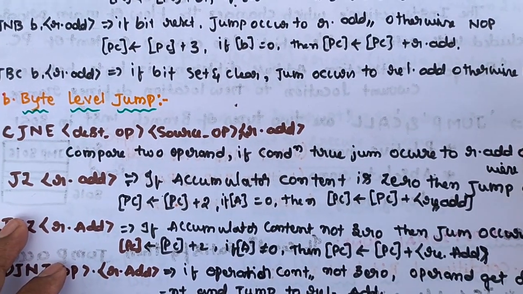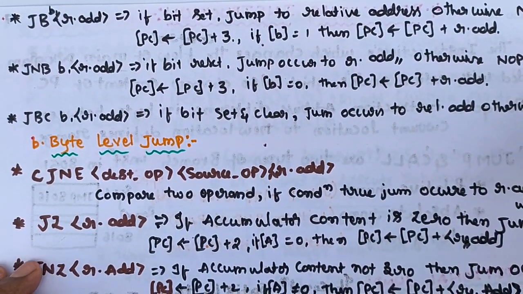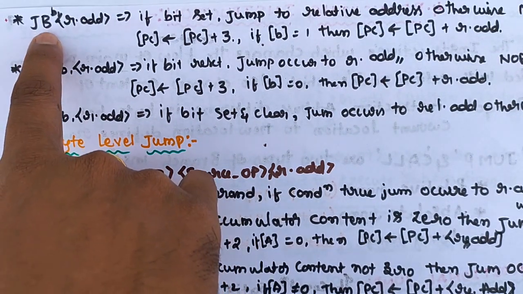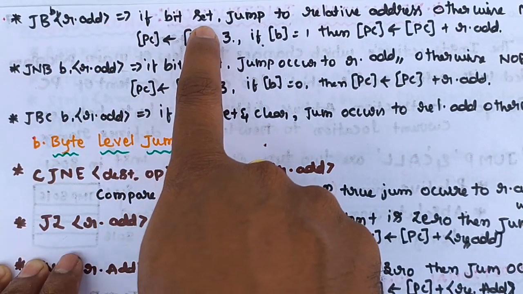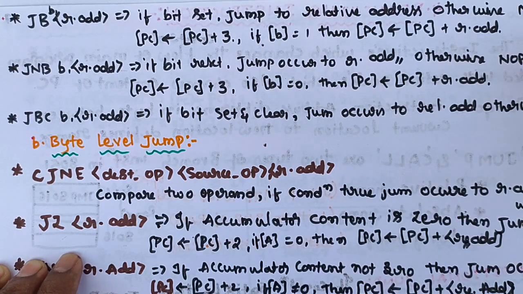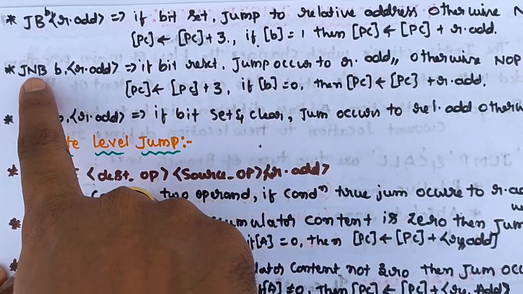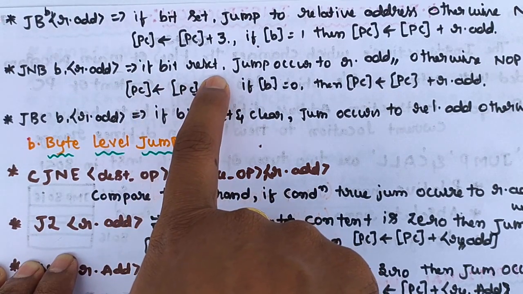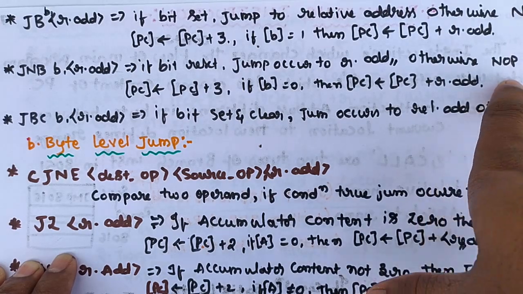Similarly for JB, that is jump if bit is set to the relative address: if the bit is set, the jump will occur to the relative address, otherwise it will go to the next operation. And JNB, jump if no bit, is the converse of JB: if the bit is not set, then the jump will go to the relative address, otherwise it will go to the next operation.